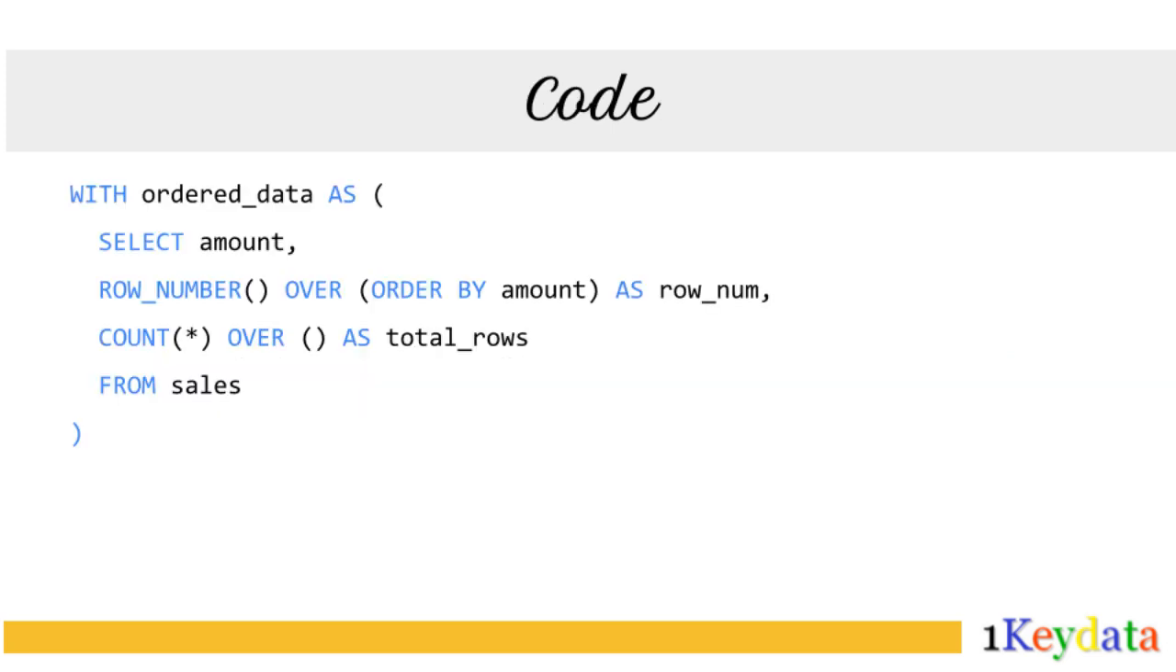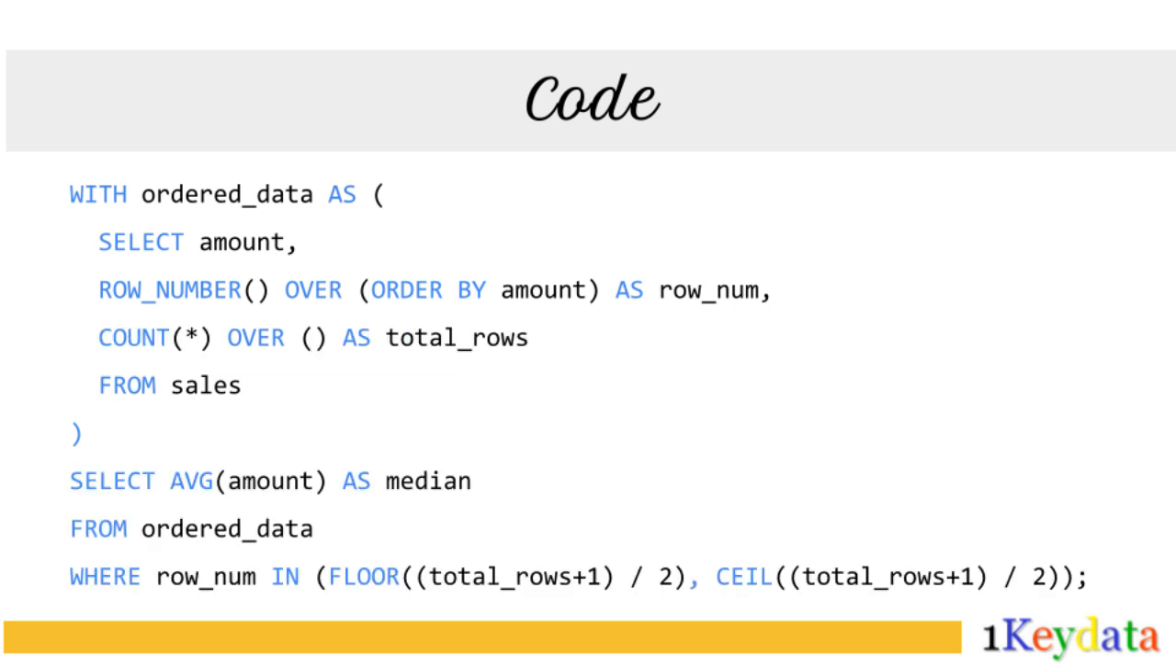To find the median, we use a two-step process. In the first step, we use a CTE to rank each row and count the total number of rows. The ROW_NUMBER function ranks each value, while the COUNT(*) OVER () function counts the total number of rows. Now we run the main query to get the median. Note we use the floor and ceiling functions to identify which rows to average.